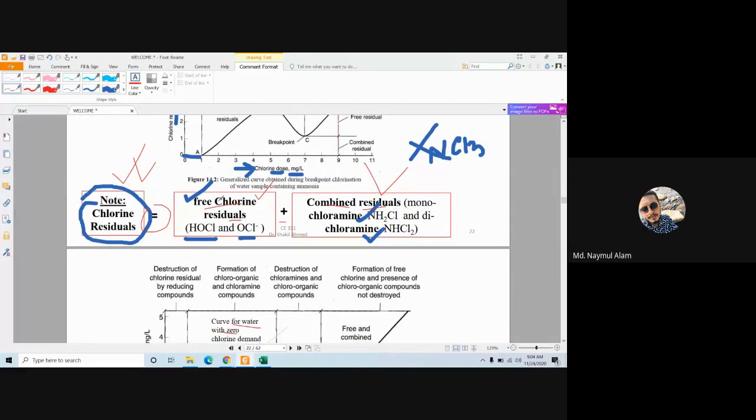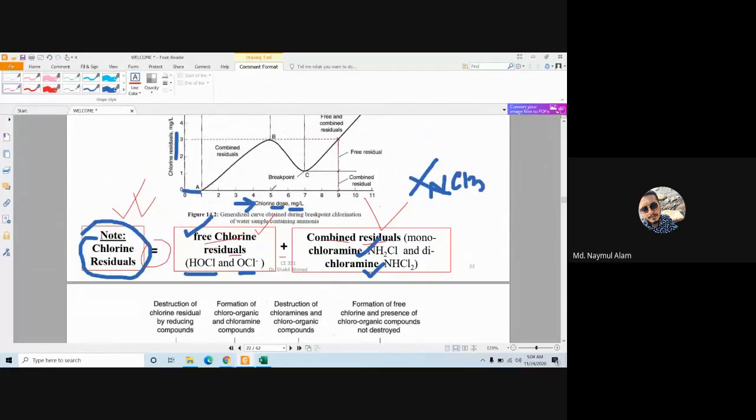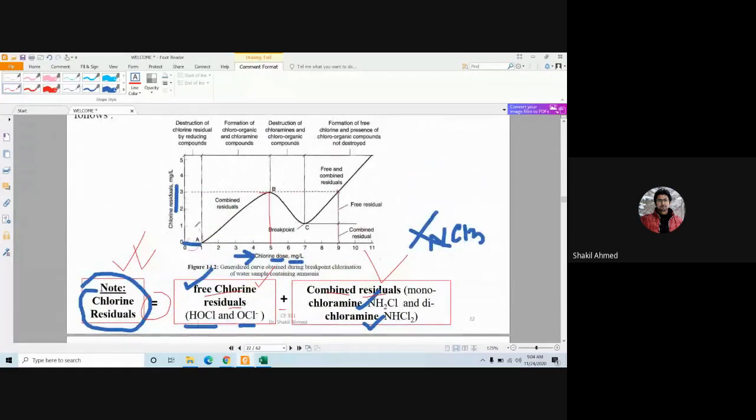Sir, when the chlorine dose is 5, we are getting 3 in the graph. Exactly, you're right, because some part of it has been destroyed. It is a water sample which has impurities, and therefore it has chlorine demand. Chlorine demand means chlorine wastage. You give 5 and you get 3. That means what is the wastage? 5 minus 3.